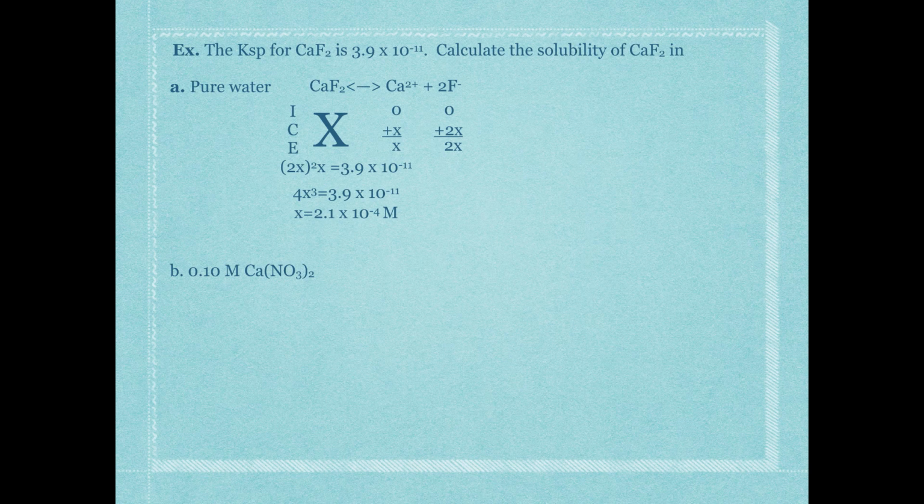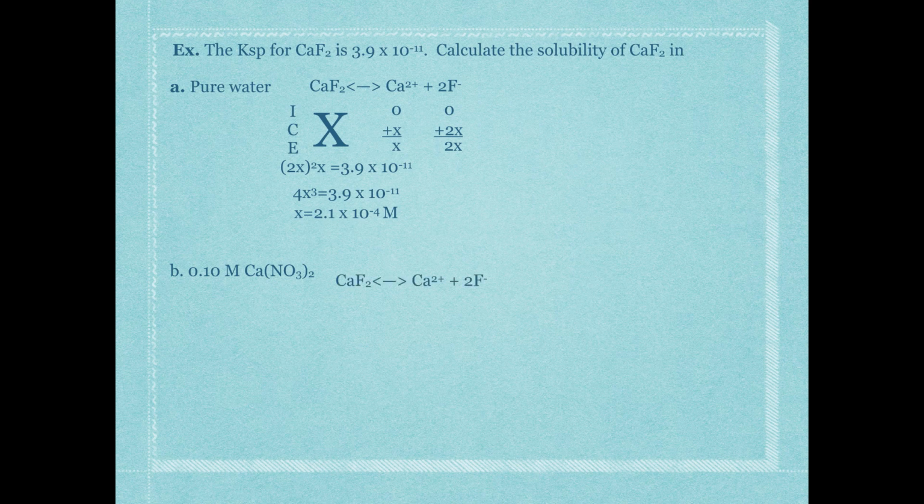I solve for that, and I get that X equals 2.1 times 10 to the negative 4th, by first dividing by 4 and then raising that to the 1/3, or cube rooting it. So that is my molar solubility in water. Now, based on what we just talked about with the common ion effect, if instead of dissolving it in pure water, I start off with some calcium nitrate, my molar solubility should be lower than 2.1 times 10 to the negative 4th, according to the common ion effect.